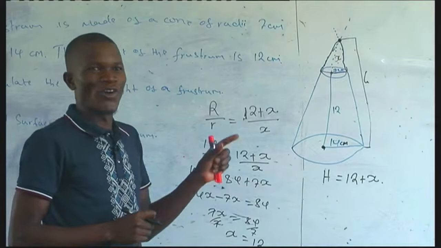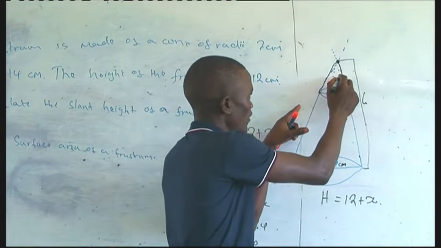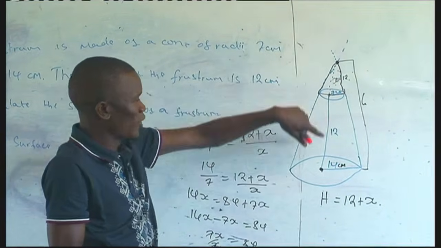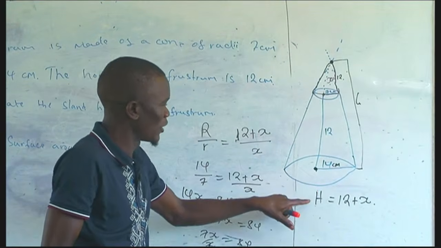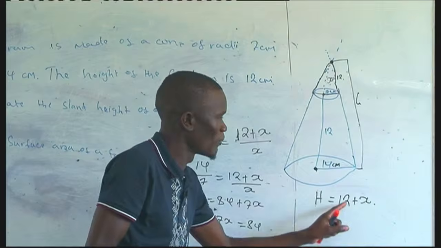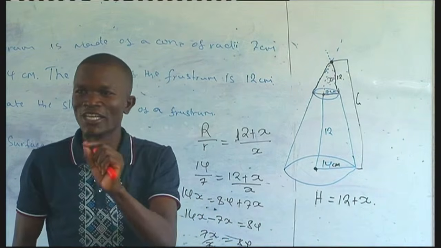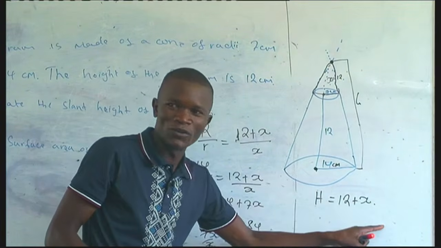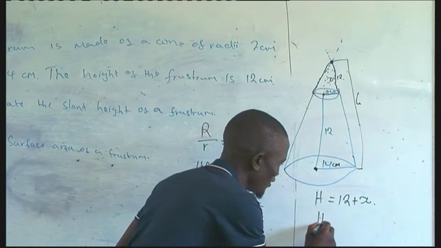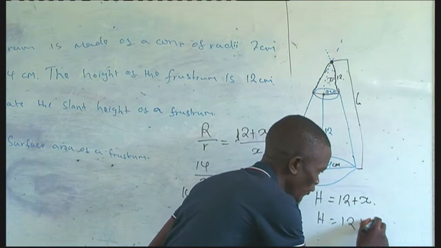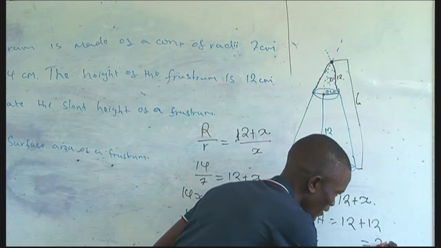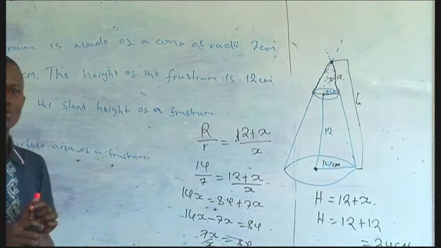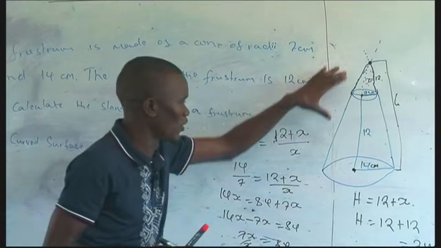Now the slant height is 12. This height is 12. What about the total height of the whole cone? We have said the total height of the whole cone, capital H here, is 12 plus x. What is x, learners? In a comment, x is 12. Now, what is x plus 12? It's like you're having 12 plus 12. In a comment, give us the answer, which is 24 centimeters.